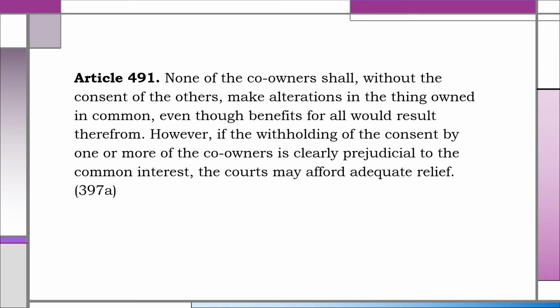The following are examples of alterations. Number 1, sale, donation, or mortgage of the whole property. Number 2, sale, donation, or mortgage of a part of the property but with definite boundaries. 3, a voluntary easement. 4, lease of real property. 5, the construction of a house on a lot owned in common. 6, any other act of strict dominion or ownership. And 7, impliedly, contracts of long duration.